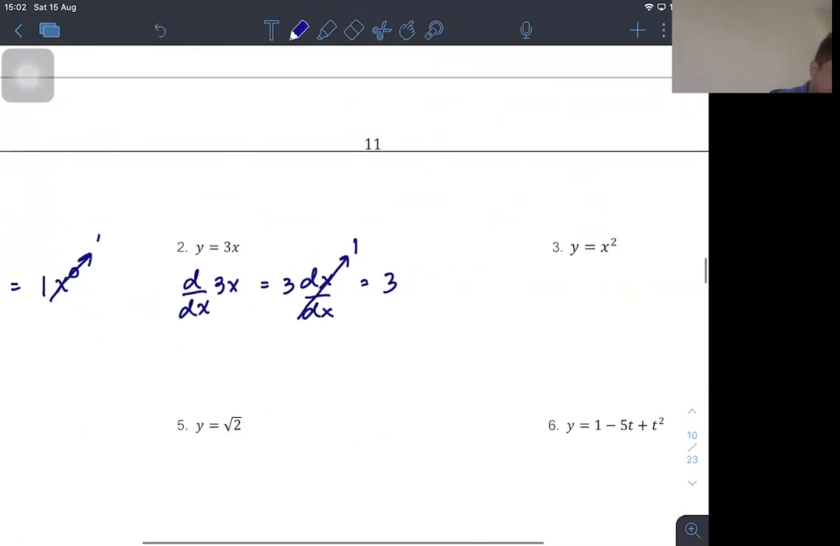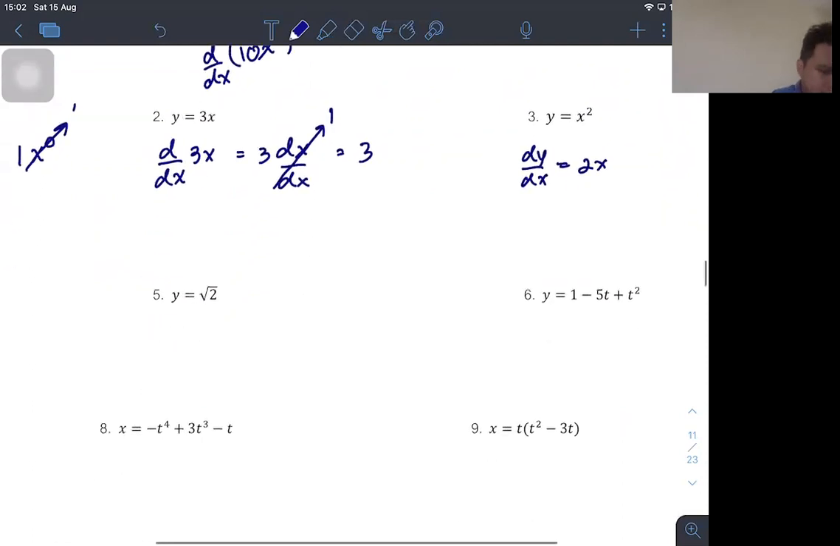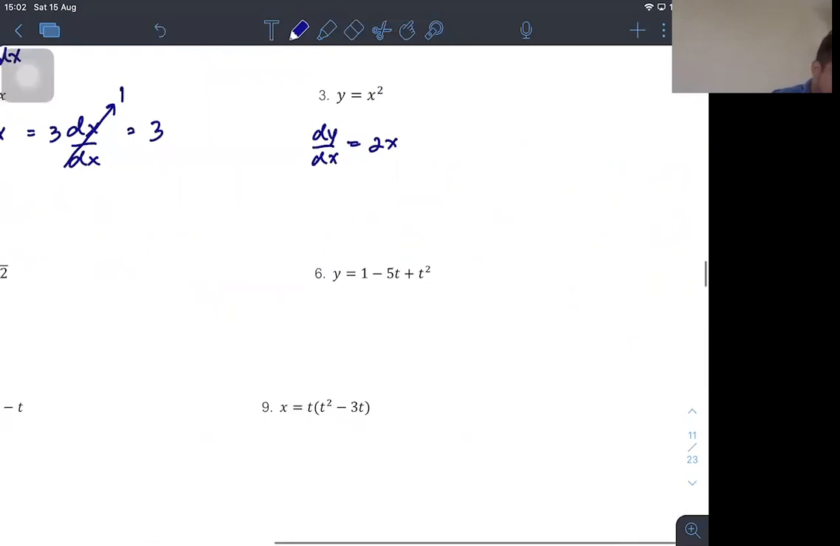Okay, so next time if you try to diff, for example, 10x, you can just come up with 10. Then for x squared, dy by dx would be 2x to the 1, or just 2x.